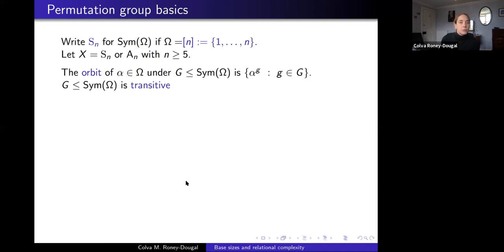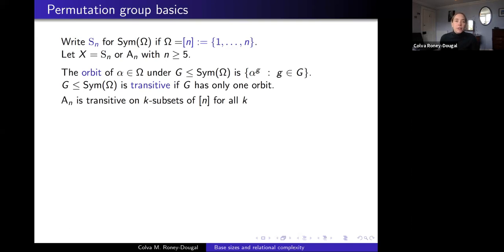And then I say that a group G contained in Sym omega is transitive if G's only got one orbit. So I can take my favorite point, say point 1, and send it to everywhere else. So the obvious first split we might have is, are you transitive or are you not transitive? So let's think about subgroups of Sn or An.